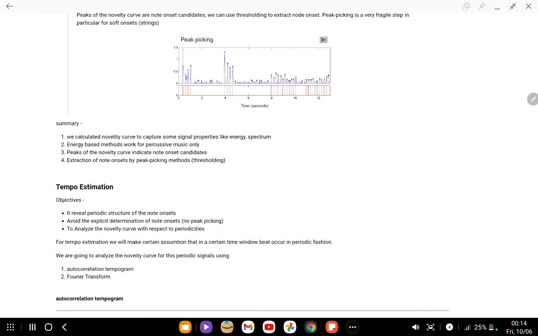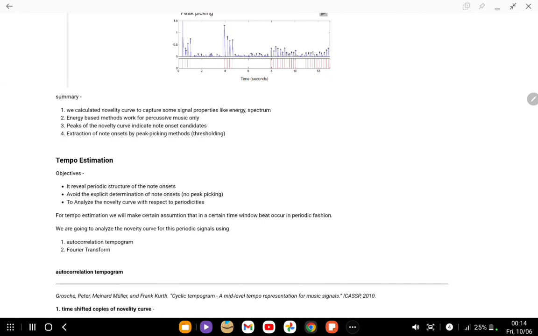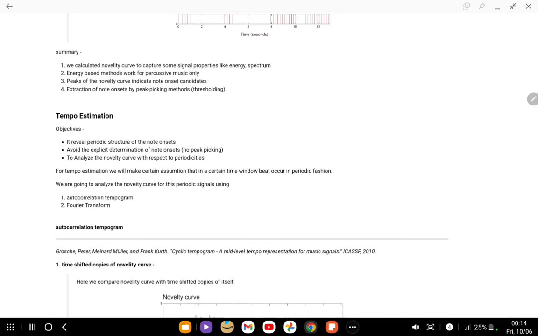The assumption we are making right now is that in a certain time window the beats occur in a periodic fashion, that we have some periodicity or local periodicity in our music signal at every or most of the time intervals. We are going to use basically two techniques to arrive at the same conclusion. However, they produce different results, but the thing we want to achieve is tempo estimation. We can either use the autocorrelation tempogram or we can use a Fourier tempogram.